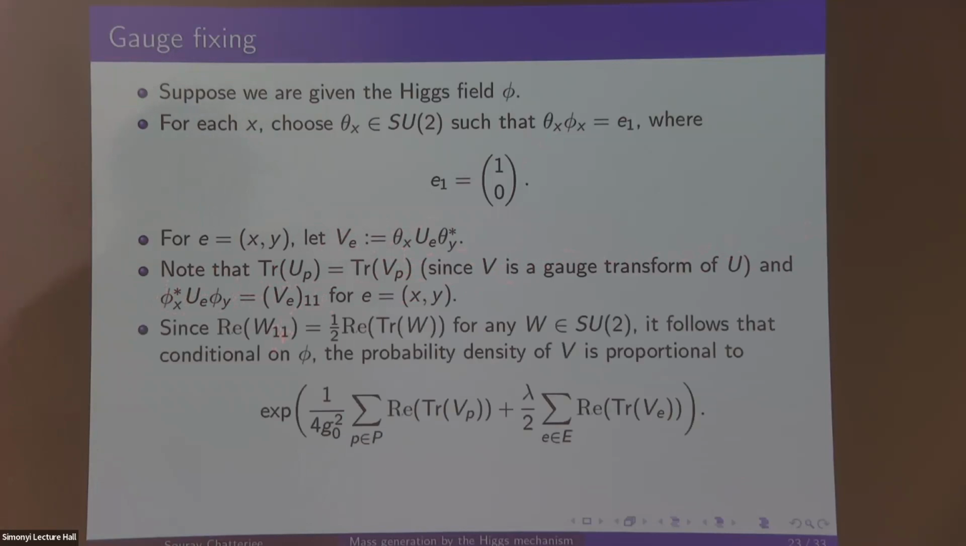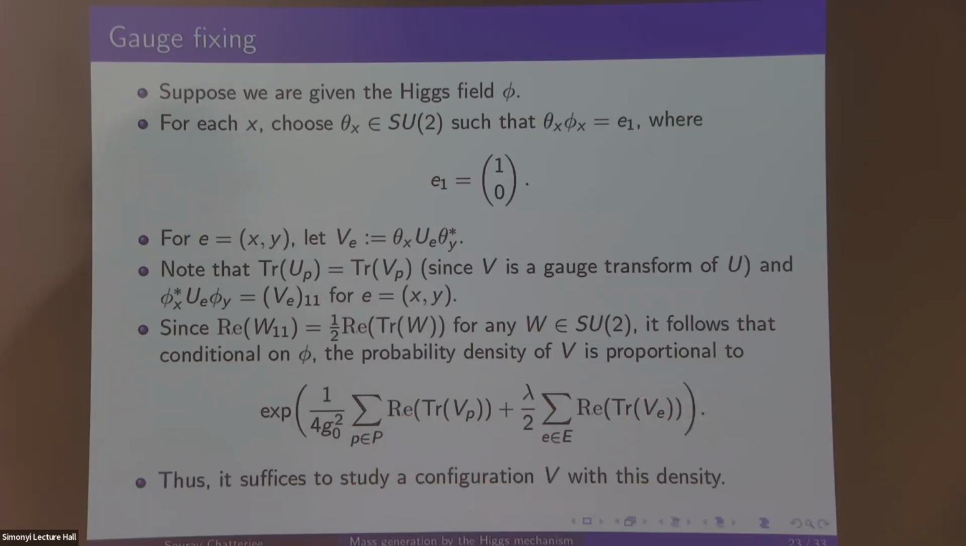However, for an SU2 matrix, the real part of the 1/1th entry is just half the real part of the trace. So conditional on phi, the probability density of V is proportional to this. So this does not involve phi at all. So this V becomes independent of phi. And so it suffices to study a configuration V with this density.